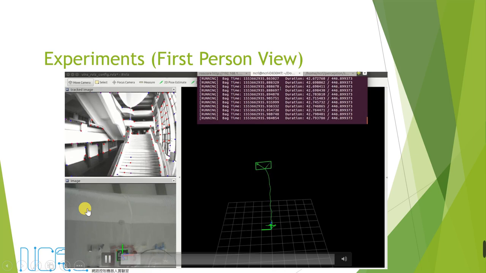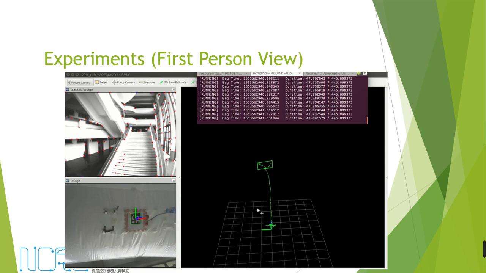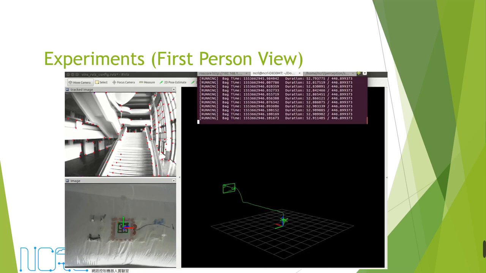Okay, the tag is here. So once they search the tag, then the UAV will be controlled to remain at a constant distance, because the closer the distance, the higher the transmission rate.